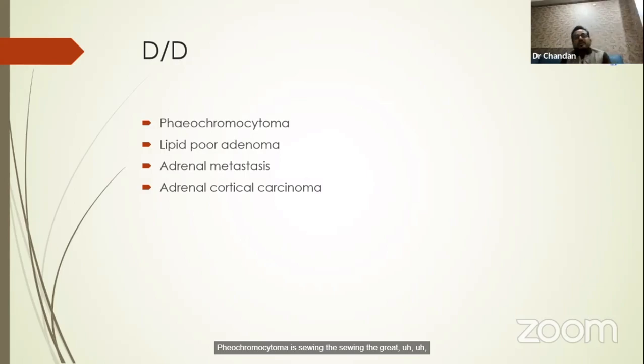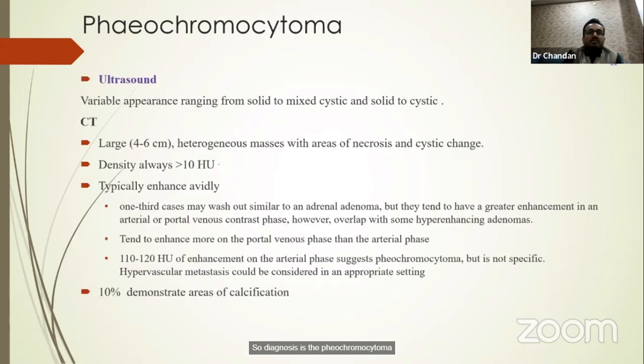Pheochromocytoma is showing great arterial phase enhancement as compared to the lipid poor adenoma, and the hypervascular metastasis is also showing some enhancement, but there would be evidence of cancers or hypervascular lesions in other parts of the organs. But here, only a limited single lesion is seen in the right adrenal gland. So the diagnosis is pheochromocytoma.